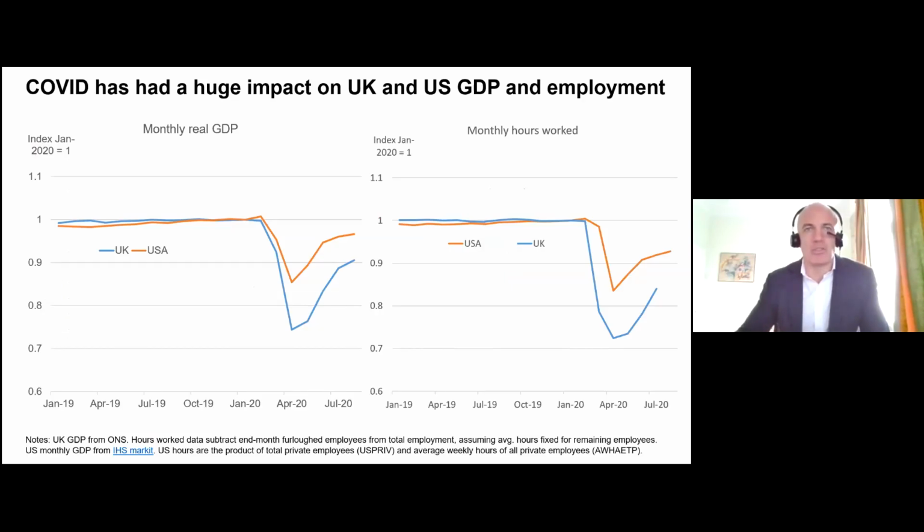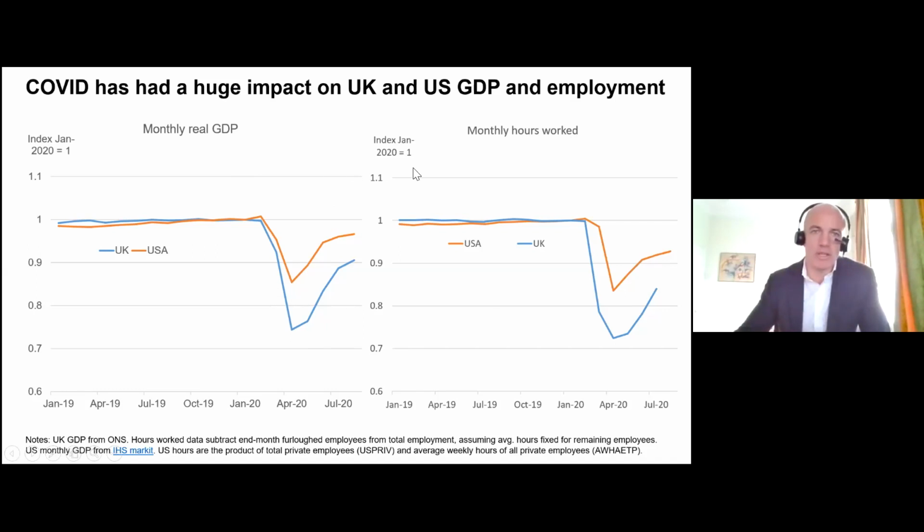In particular, I'm going to show you here the impact on GDP at a monthly level in the UK and the US, and on hours worked. What you can see here is that there was a very large fall in GDP in the early part of the year, and then there's been a partial recovery, and this was much deeper in the UK, at least to begin with, than in the USA. You also see, according to the ONS data, a very large fall in hours worked. But what we're starting to see now is both of these things recover.